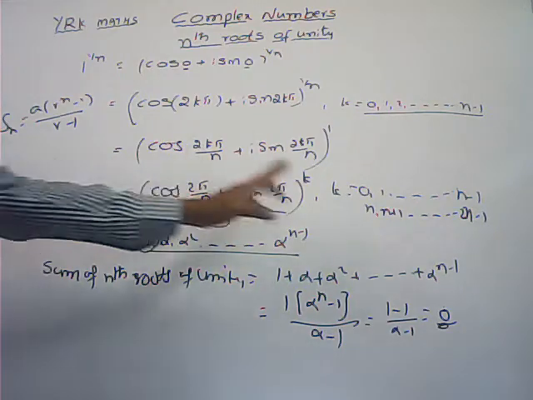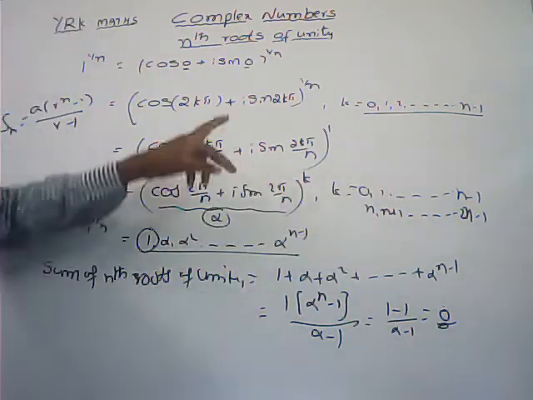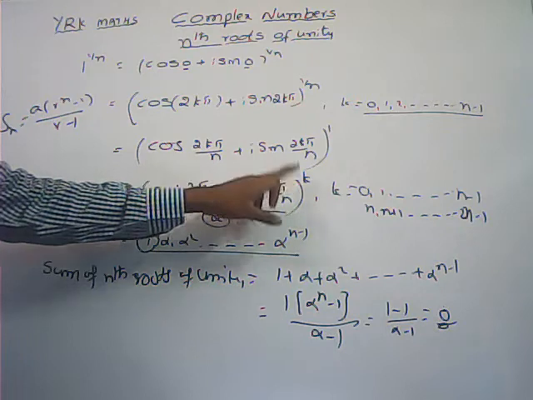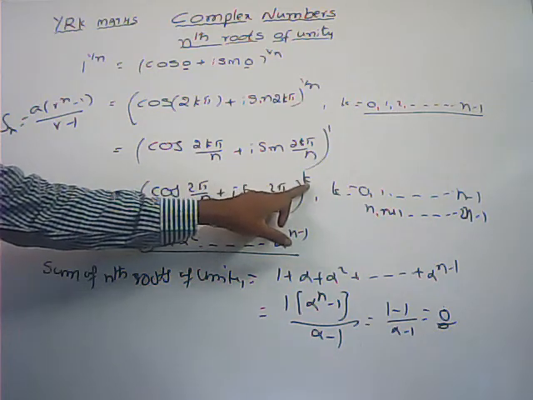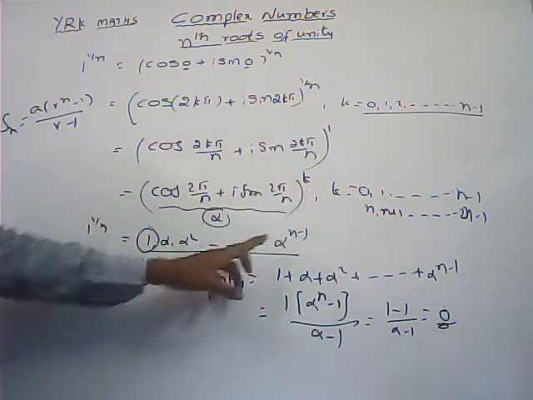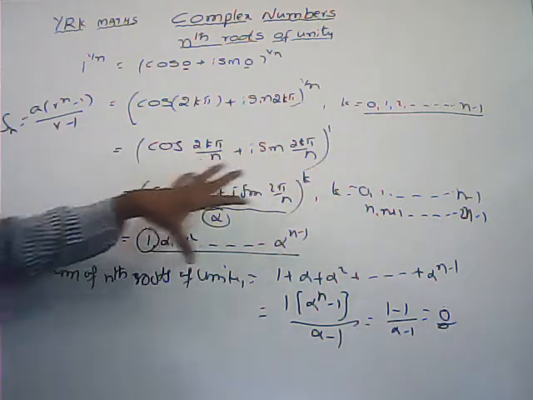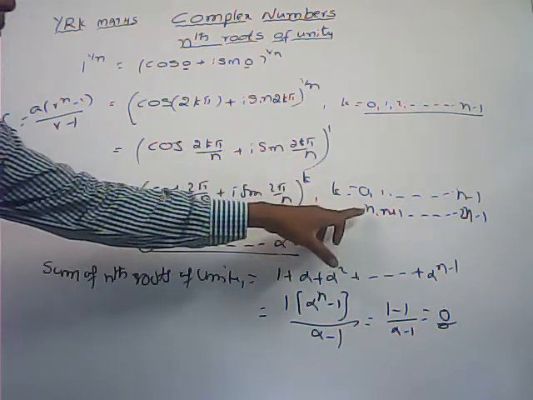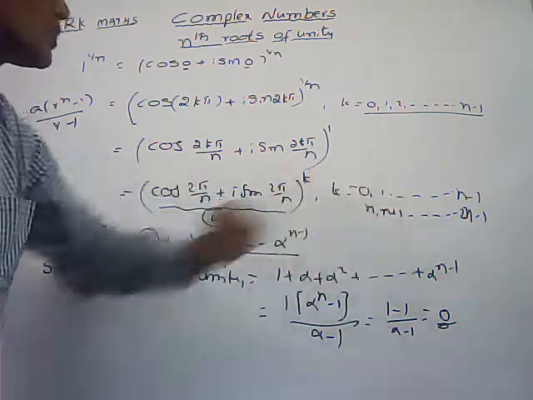Here, for k equals 0 to n minus 1, in place of k you can take 0, 1, 2, 3, and so on up to n minus 1. These values we are getting. This is one partition. Next, one more partition I am taking, n plus 1 to n minus 1, and so on.